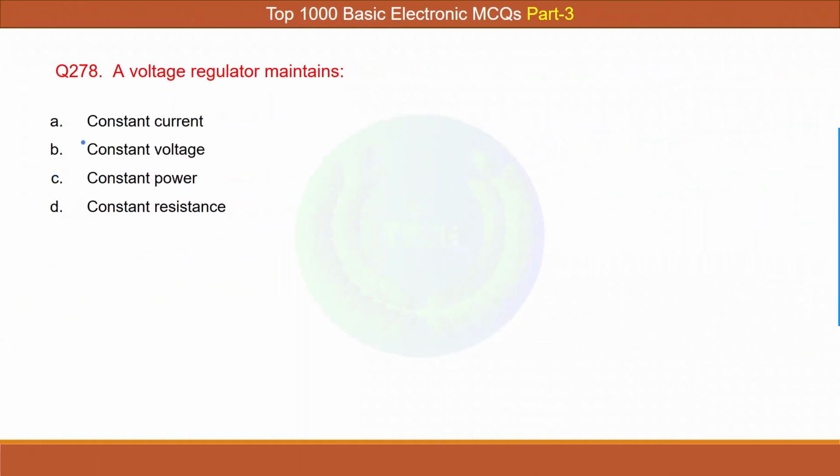Next question, question number 278. A voltage regulator maintains option A constant current, option B constant voltage, option C constant power, option D constant resistance. The answer is option B constant voltage.